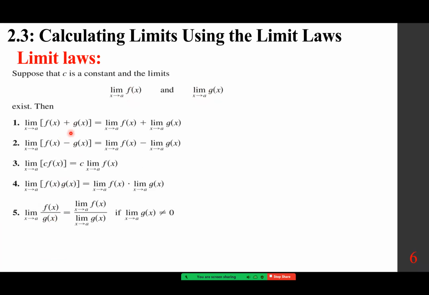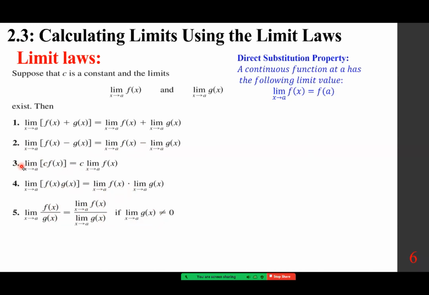The limit of the sum is the sum of the limits. The limit of the difference is the difference of the limits. The limit of the product is the product of the limits. The limit of a quotient or a ratio is the ratio of the limits. Of course, the denominator can't be 0. And this one says you can take the c out because it's a number. And there are more. But we do direct substitution.